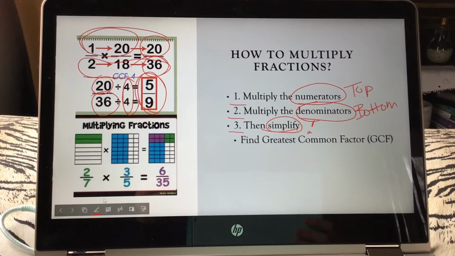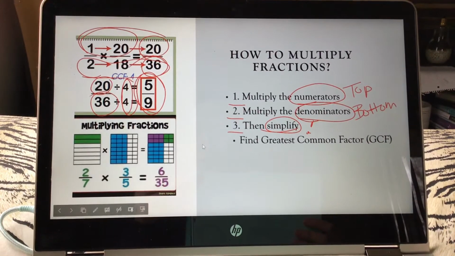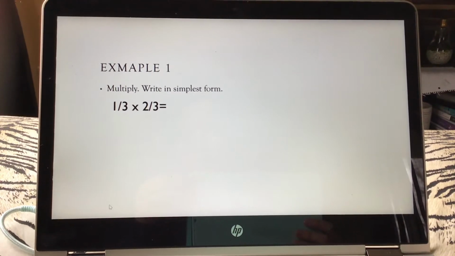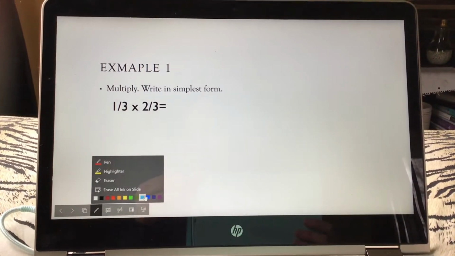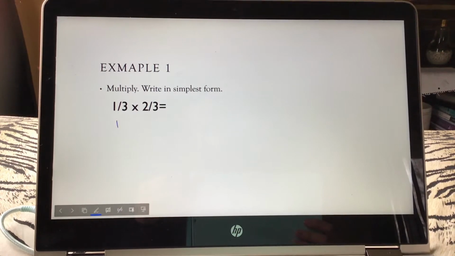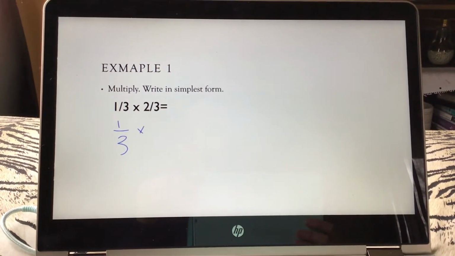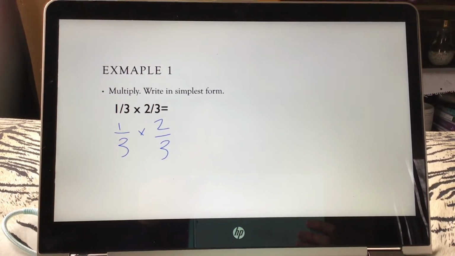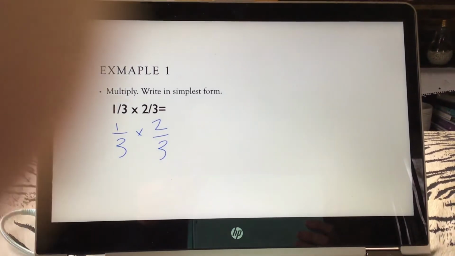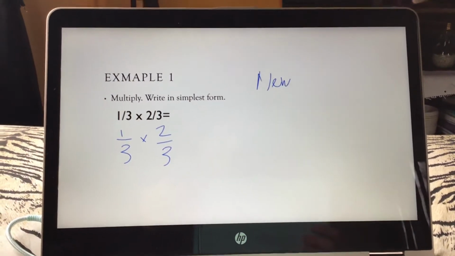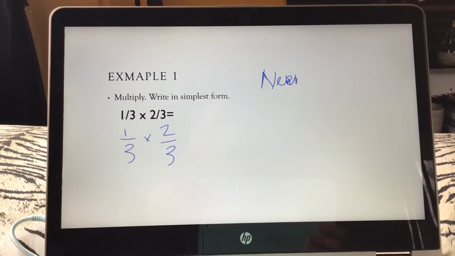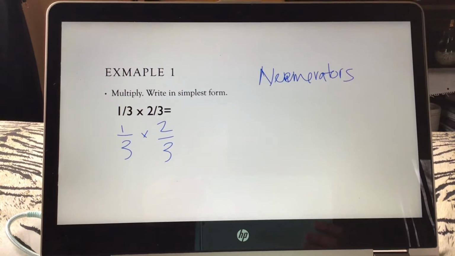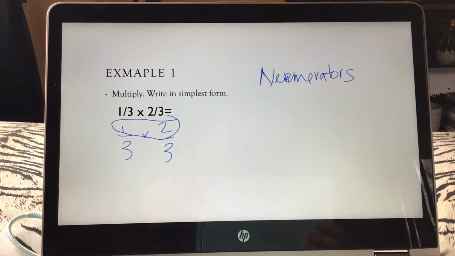Okay, let's look at a practice problem. Example number 1: multiply, write in simplest form. We have 1/3. We're going to rewrite it because I like my fractions straight across. It's easier to see and multiply them. First thing is numerators. So we're going to take the 1 times the 2.